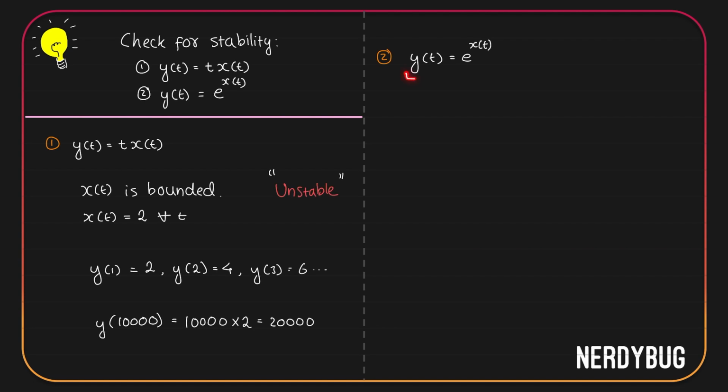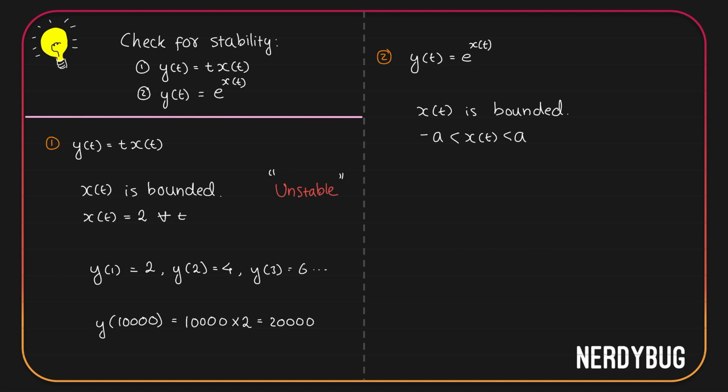The next system is defined by y of t is equal to e raised to x of t. Again, let's assume x of t is bounded. For example, let's say x of t is between minus a and a. Minus a is less than x of t, which is less than a. x of t is bounded between minus a and a. So for whatever value of t you give, x of t is going to have values between minus a and a because it is bounded.